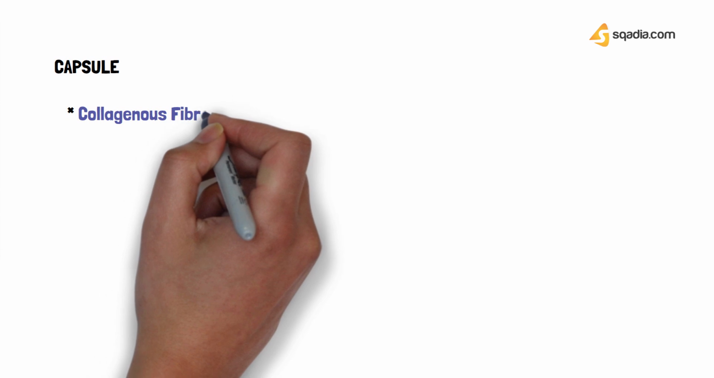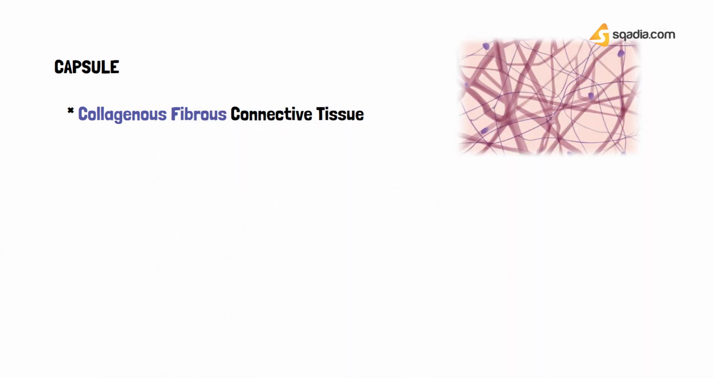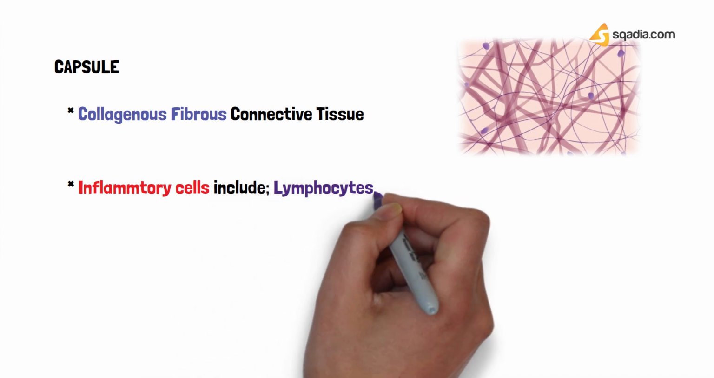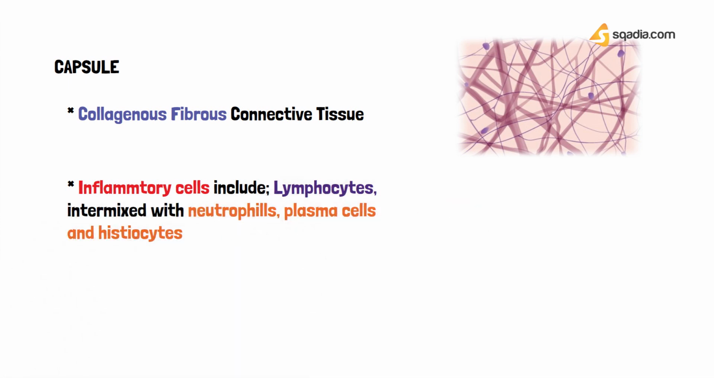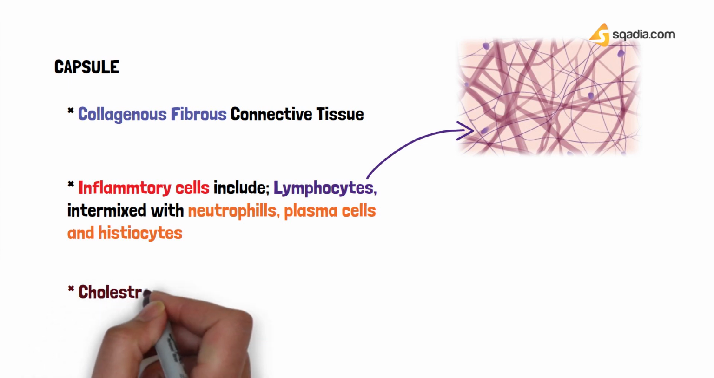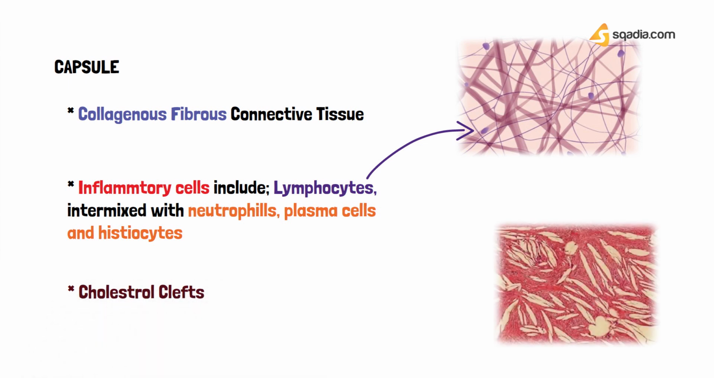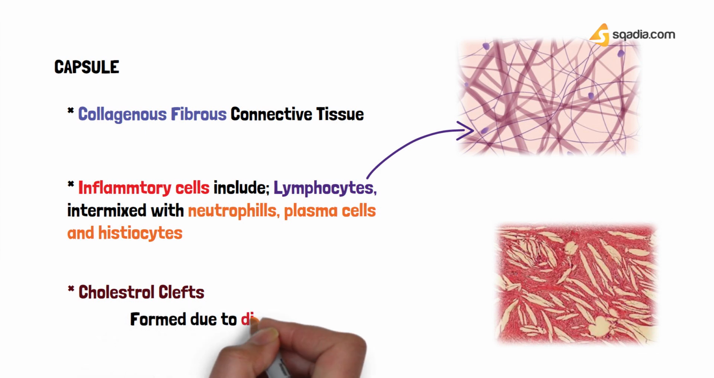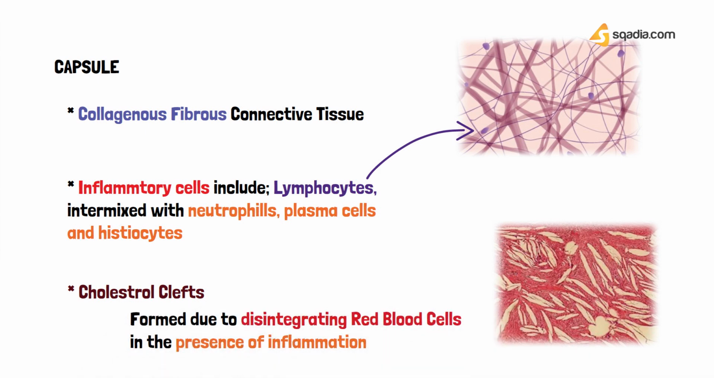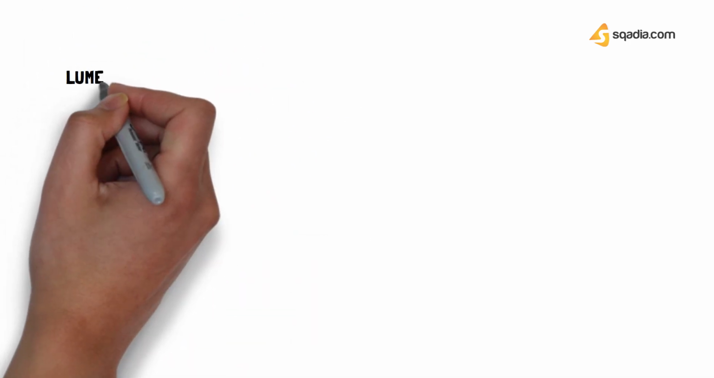Now let's look at the histopathology of the capsule. The capsule is basically made up of collagenous fibrous connective tissue. It also contains inflammatory cells like lymphocytes, neutrophils, plasma cells, and histiocytes. We are also going to find cholesterol clefts. These are formed due to the disintegrating RBCs present due to the inflammation.